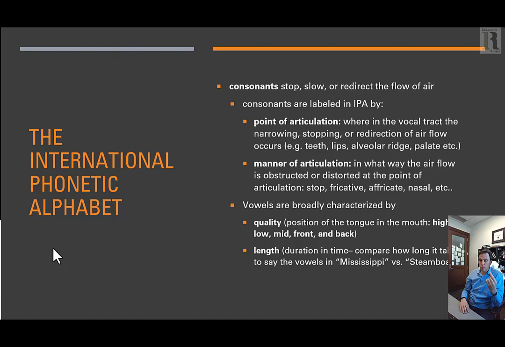Vowels. Vowels are broadly characterized by what we can call the quality of the vowel, and this is the position of the tongue in the mouth. A high vowel has the tongue high in the mouth. So high vowels include, for example, e, e. Feel where your tongue is in your mouth when you say e, e, as opposed to a low vowel like o, o. Feel where your tongue is in your mouth when you say e, o, e, o. Feel your tongue move.